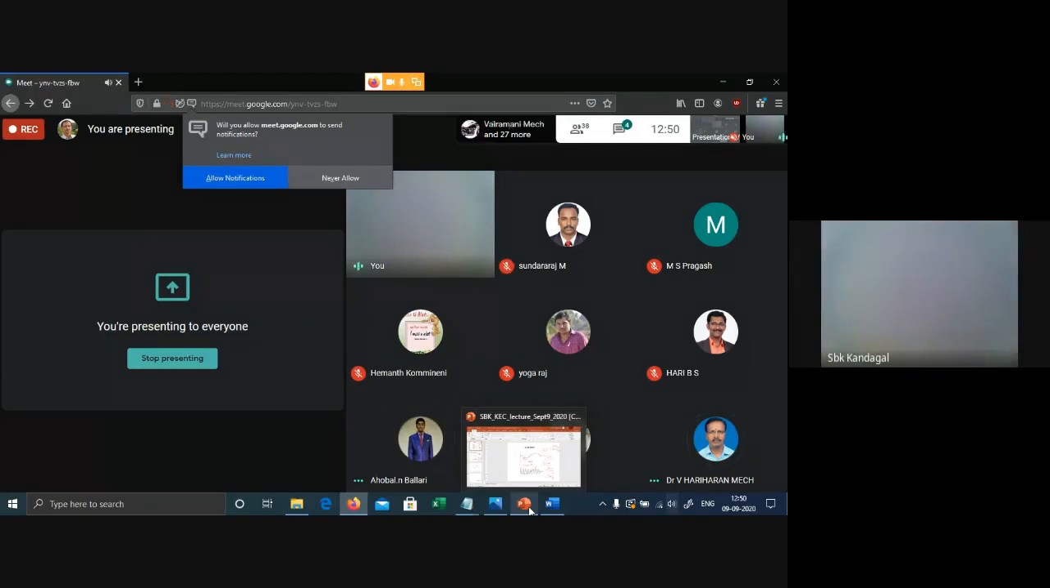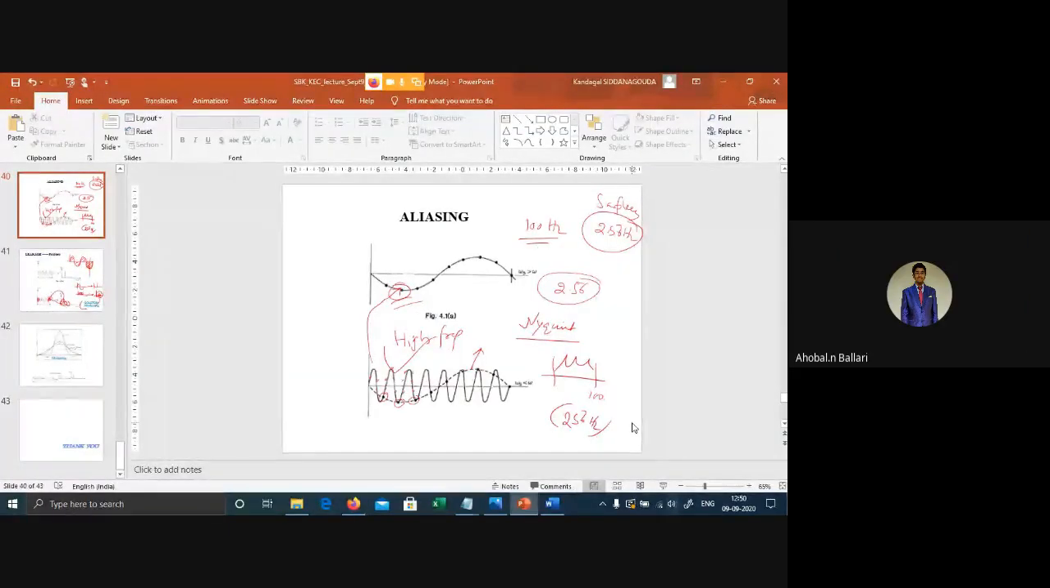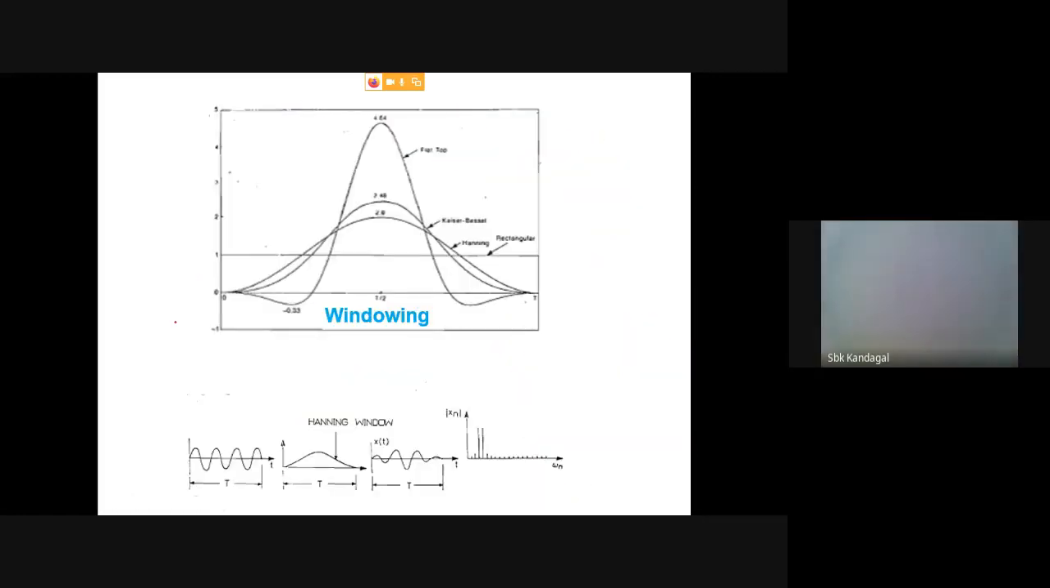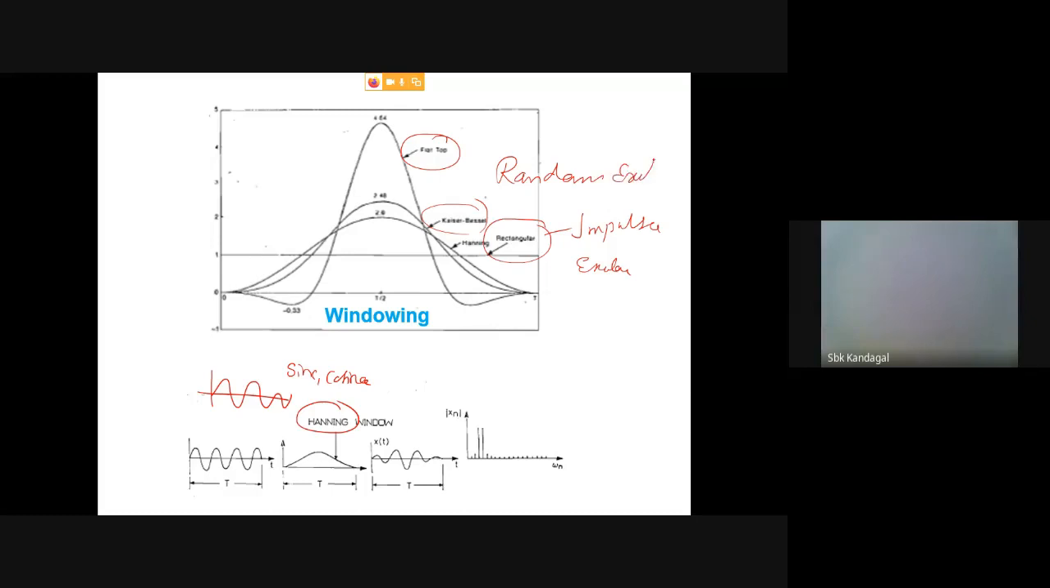Good afternoon, sir. Sir, when do we use the Hanning window and the other types of windowing? Typically, the Hanning window is used for signals which are harmonic in nature, typically sine, cosine, etc. The rectangular window is for impulse hammers, the pulse excitation. And the flat top and Kaiser windows can be used for random excitation signals.